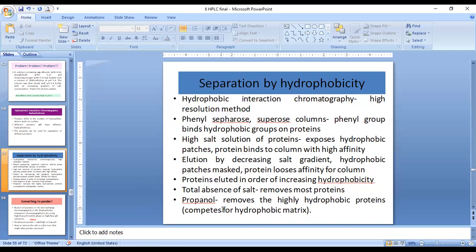So then there is one more kind of mobile phase, that is propanol. And if we use propanol as the mobile phase, then the most hydrophobic proteins also will come out of the column.